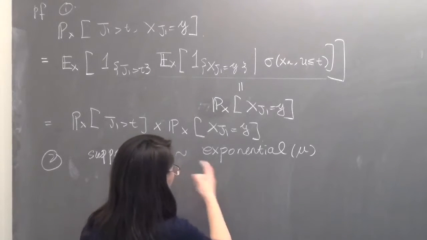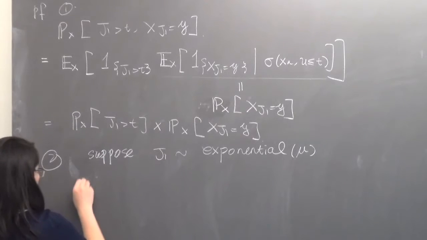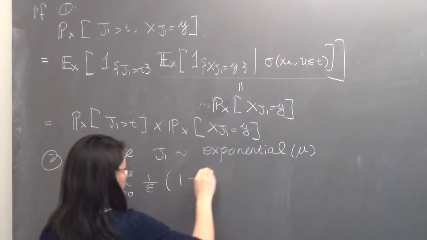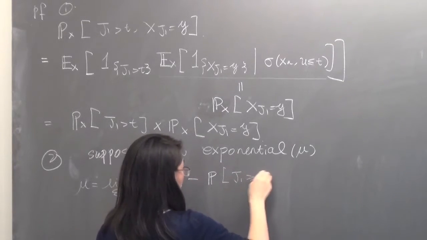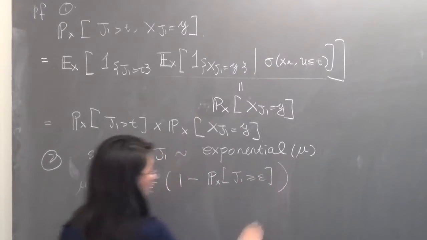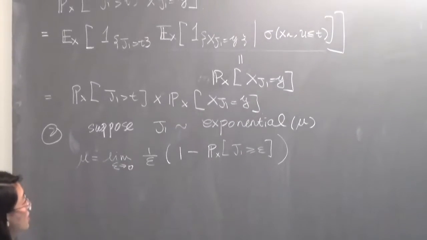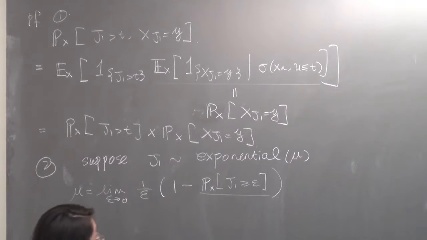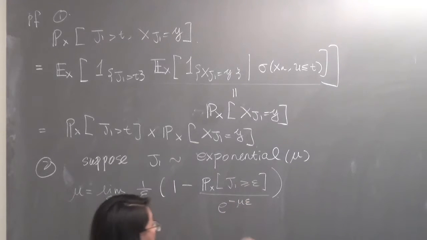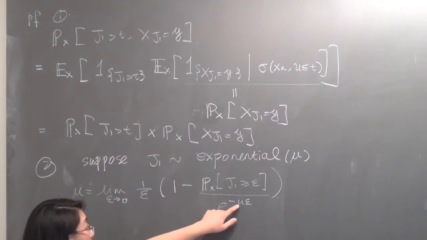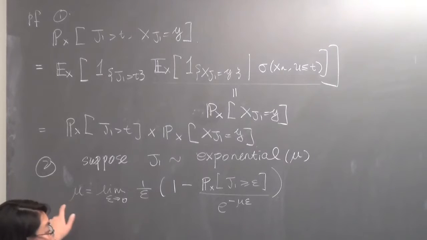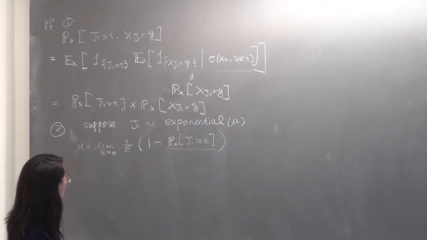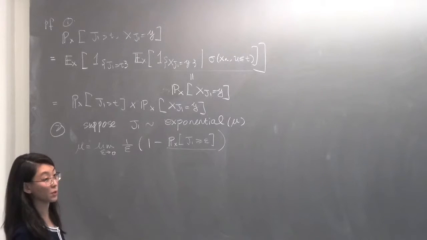So J1 has the law of exponential with parameter mu. So mu is the limit of this quantity. Here, because J1 has the law of exponential, we know that this event has probability e to the power minus mu epsilon. So 1 minus e to the power minus mu epsilon, normalized by epsilon, will give us mu in the limit of epsilon going to 0. This is what we already know from the fact that J1 is exponential with parameter mu.